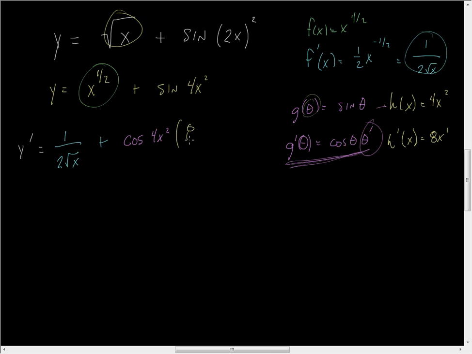Okay, now that 8x gets applied to the cosine. It does not get applied to the other. And so in our final outcome here, we have y prime is equal to 1 over 2 root x plus 8x cosine of 4x squared.